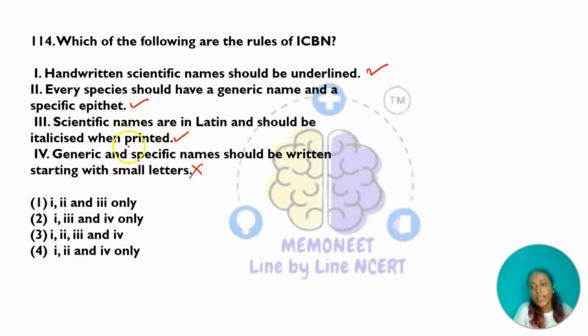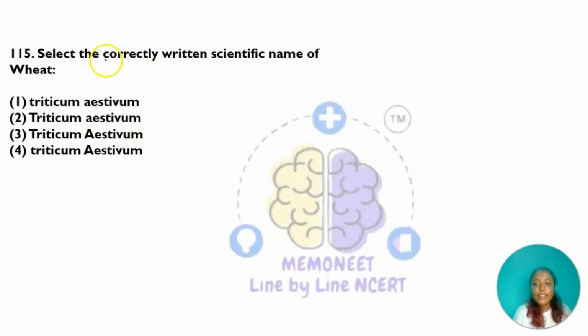So we have 1, 2 and 3, which is right. So 1, 2 and 3 only, which is option 1 right here. So this is the answer. Let's see the next question. Select the correctly written scientific name of wheat. We know that the scientific name of wheat is Triticum aestivum, and this option is incorrect because both the letters are small. This option is correct, and this option is again incorrect because we don't need a specific epithet to be written in capital, and again this option is also incorrect because we don't need the small letter in the generic epithet, right? So the answer to this question is option 2 right here.